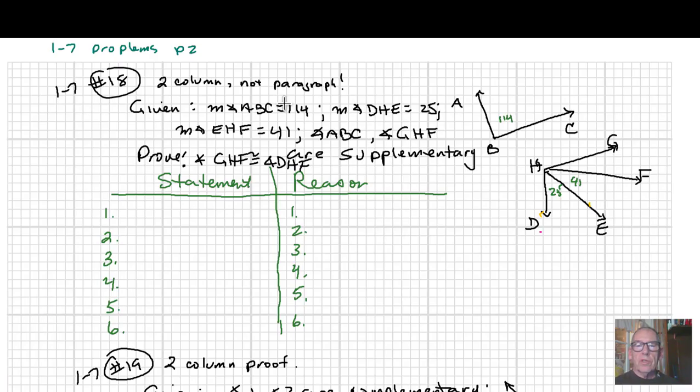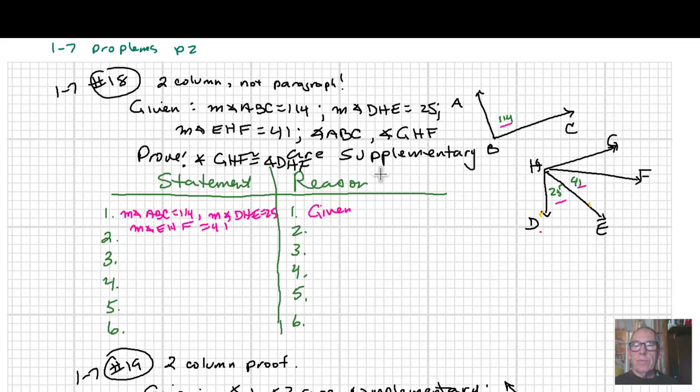Okay, so let's see. Let's get all these angle measures in there. Measure of ABC is 114. Measure DHE is 25. Measure EHF is 41. Those are given. So we got the 114, the 25, and the 41 in as part of our proof.